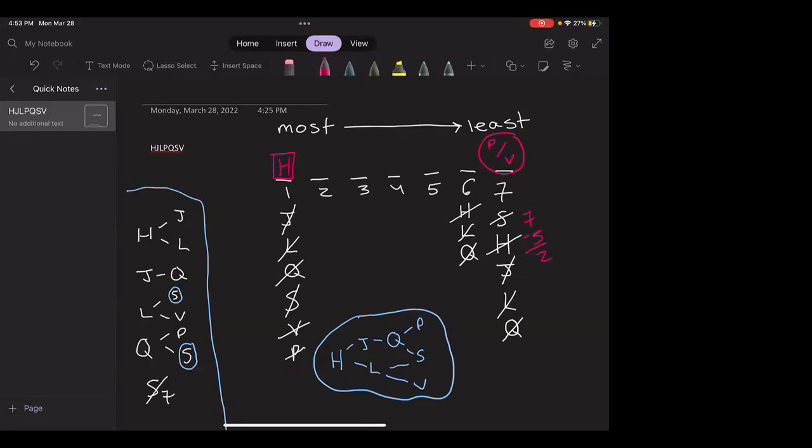So with this, we have enough information, 2 major inferences: that H is first only, and that 7th is only P and V. We can go straight into the first question to test this and reaffirm everything that we've done, okay? All right.